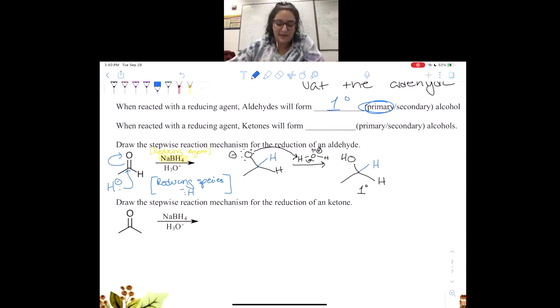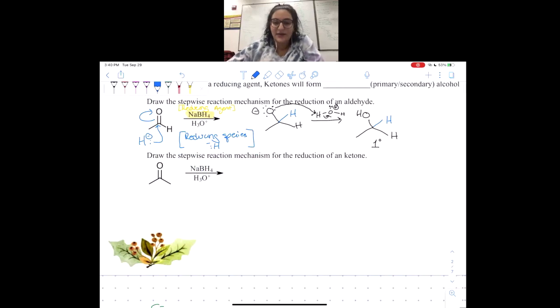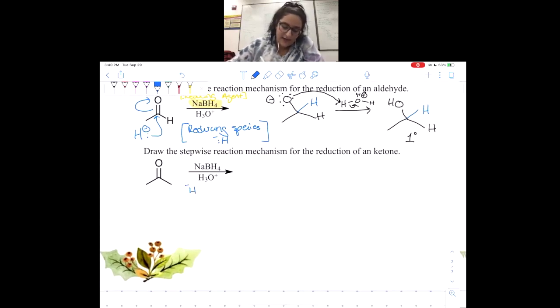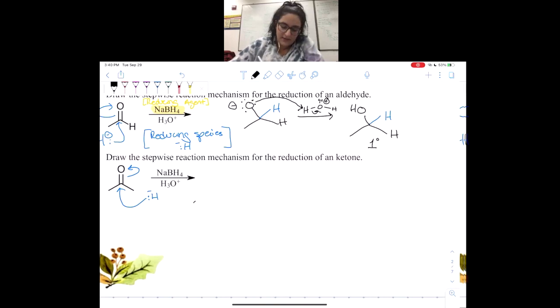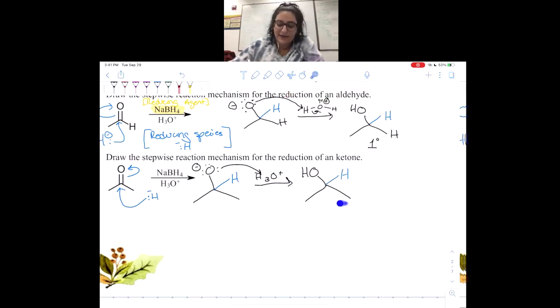We see, though, that this is not the case with ketones, because if we have our hydride ion attack, kick those electrons up, we are now going to have our same intermediate where we get a negative charge. We add this hydrogen, and once more, we are going to protonate with H3O+, and we end up with another alcohol, but now there are two carbons, and therefore it is secondary.